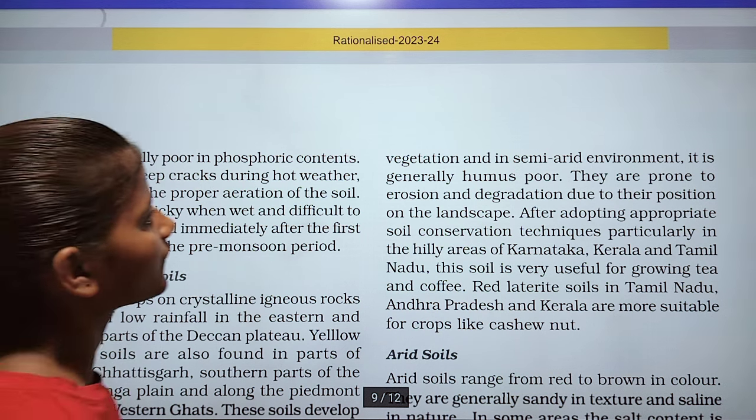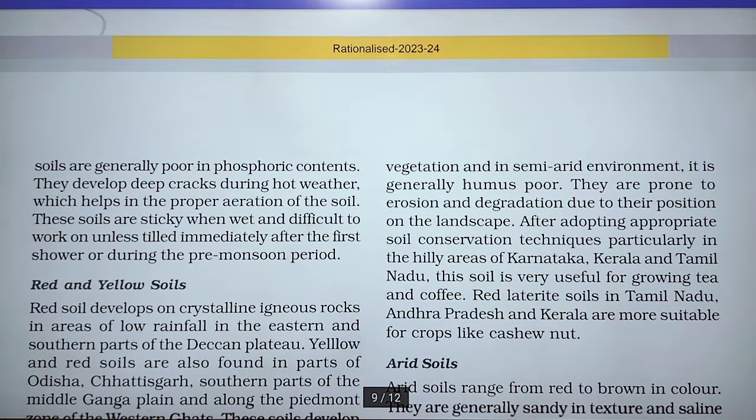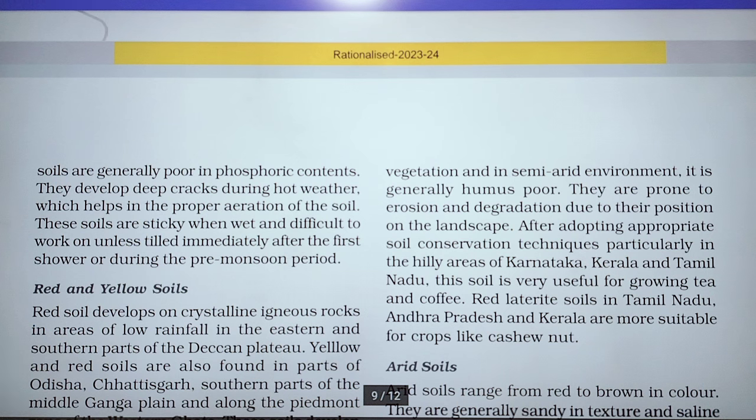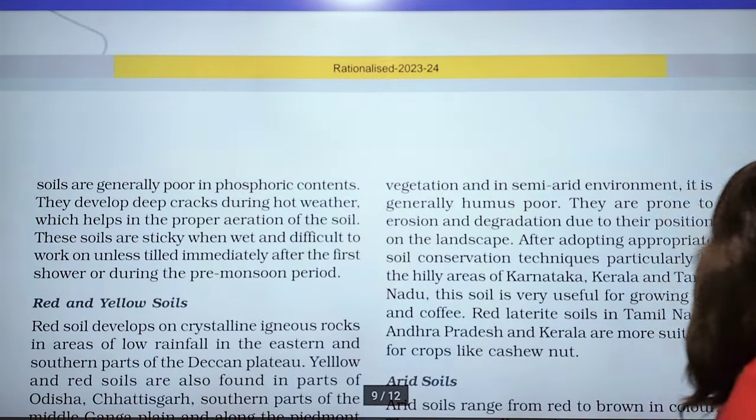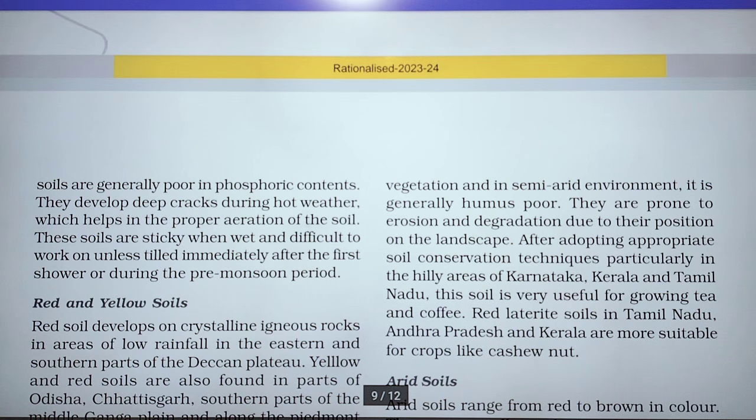These soils are prone to erosion and degradation due to their position on the landscape.